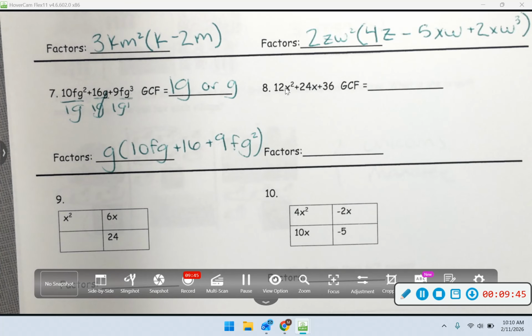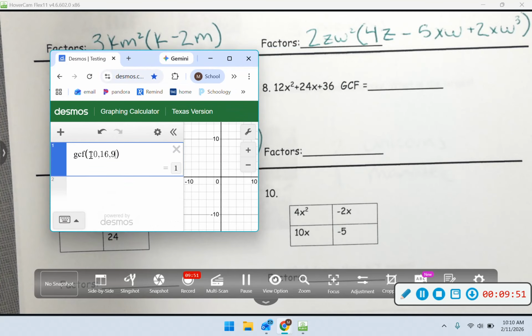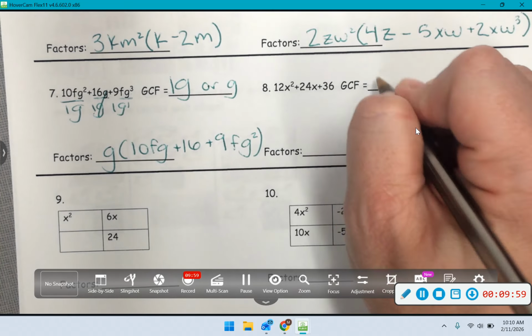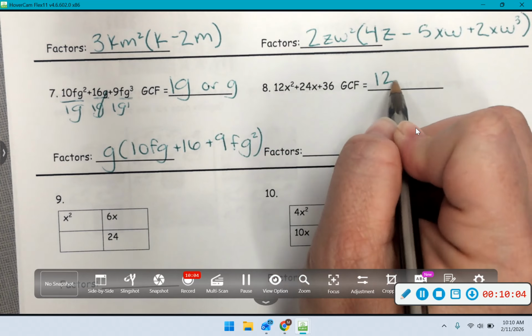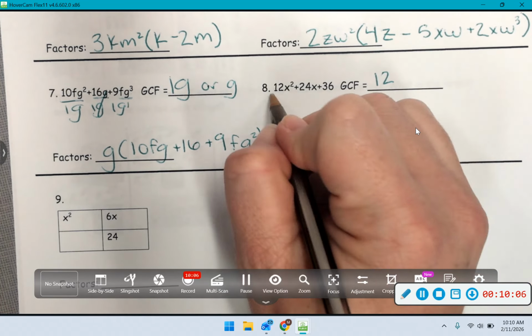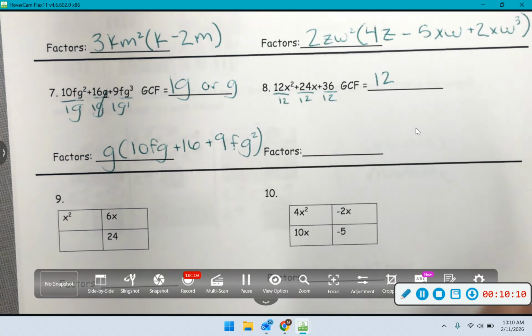Okay, last but not least, 12 is my smallest number. 12 does go into 24 and 36. So if we're not sure though, because it's kind of a bigger GCF, we can always check it, and it works. So 12 is my GCF number. Here I have x squared, x, and then I have no letter, so I cannot take out a letter because that last term has no letter. So we're just dividing everything by 12.